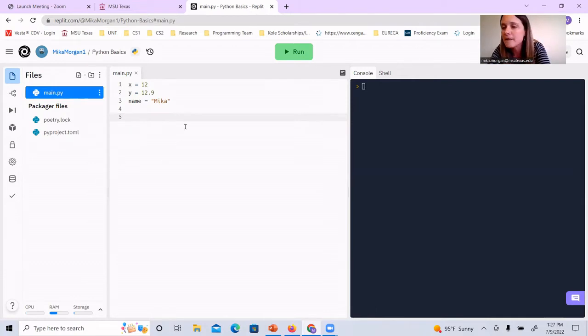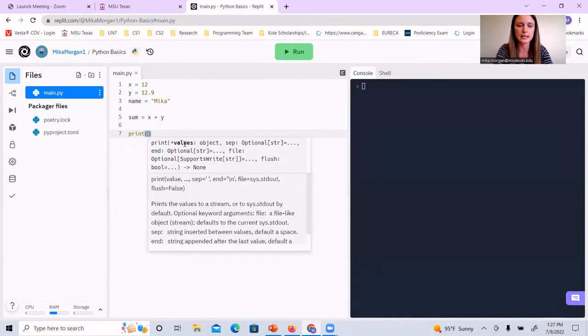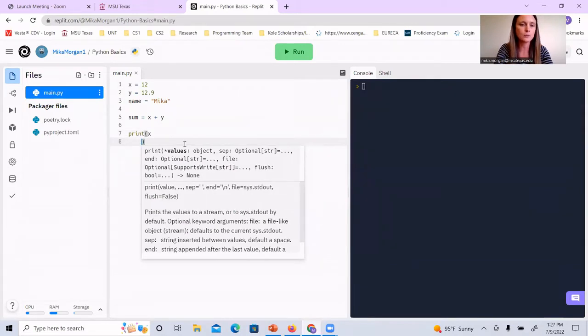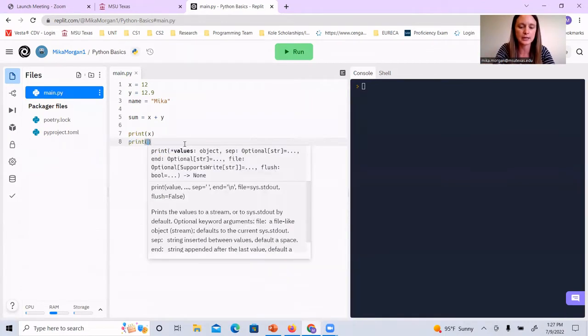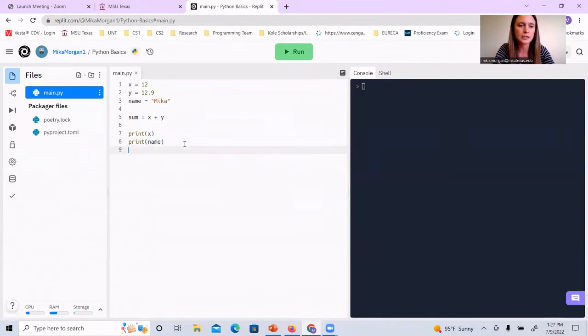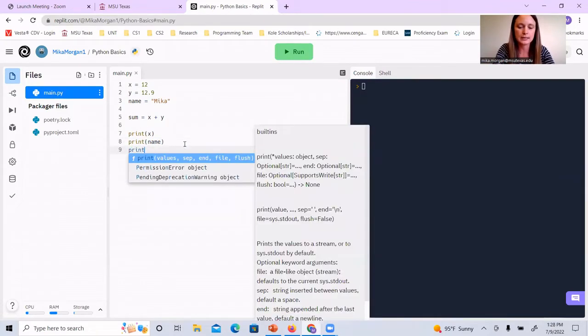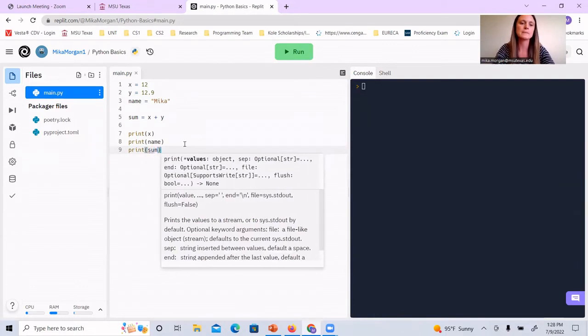So I have a few variables here, and let's do one with a little bit of math in it as well. Let's say sum equals x plus y. Okay. And then if I want to print these things out, I could say print x. Oh, I needed to move my arrow over to get on the other side of that parenthesis. I could say print name. I could say print sum.